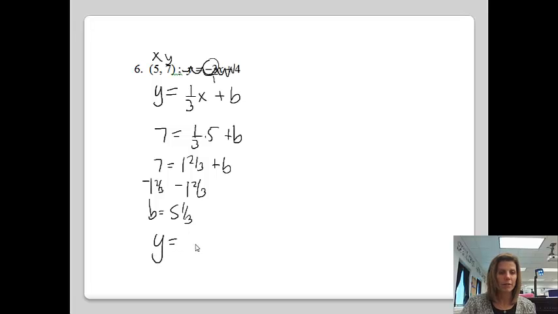So my final answer is going to be y equals my 1/3 x, and again I got that from right here in this problem, and then plus my b, which happens to be 5 and 1/3. So hopefully now you can write an equation of a line that's perpendicular to another line.